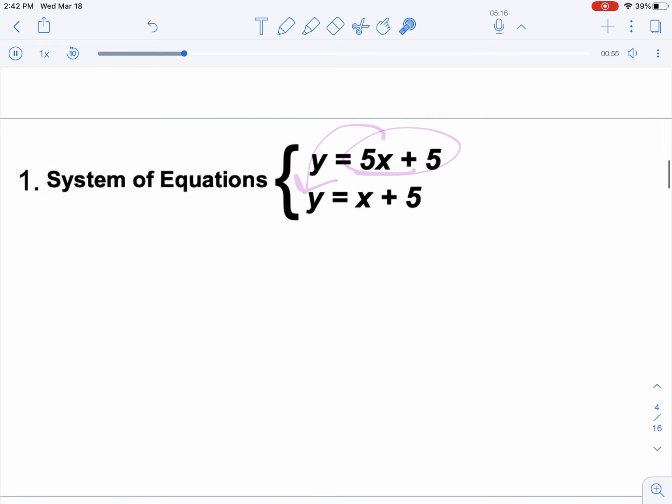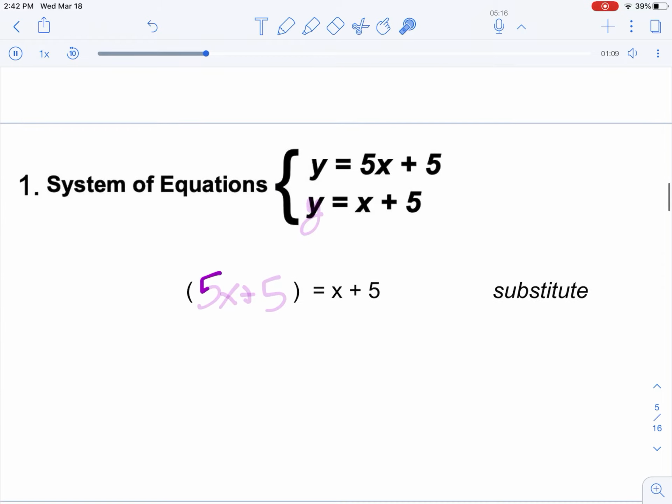Let's take a look at this system of equations for number 1. Both sentences are y equals. So that means wherever I see a y, I could just simply replace it with 5x plus 5. And we're going to rewrite it that way. So 5x plus 5, that's in place of this y right there, equals x plus 5. The next step is to solve.